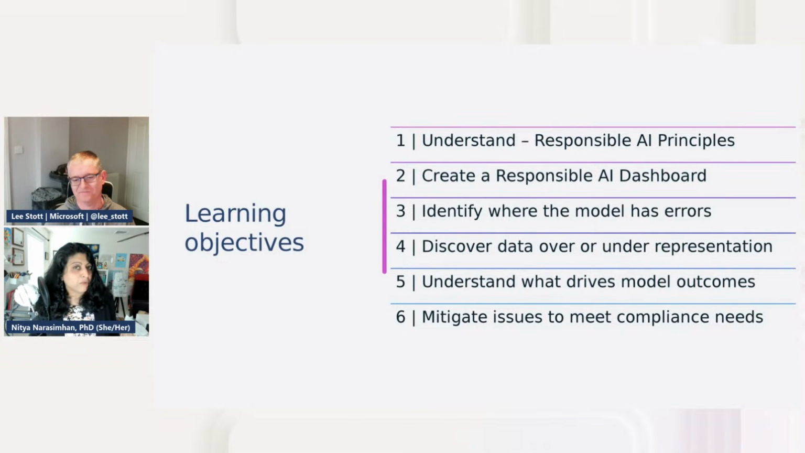You not only want to build a model, you want to understand how that model impacts the outcomes that come out of it. And last but not least, we'll talk briefly about how you can use this information to mitigate your models for responsible AI practices to meet compliance or governance needs.